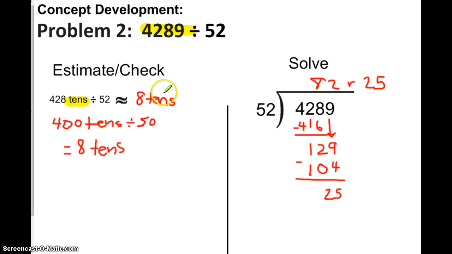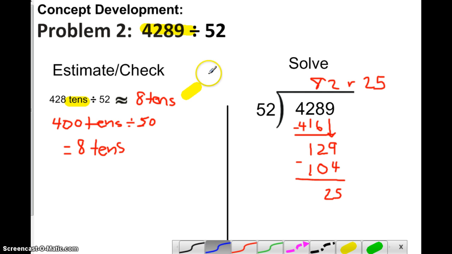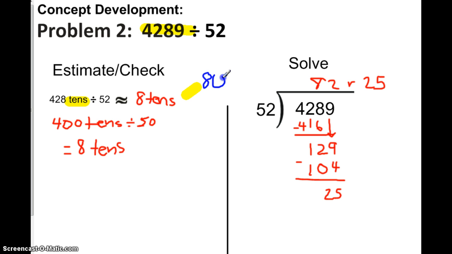Okay? So 8 tens really means what? It means 80, correct? Whoa, sorry guys. 80. So I use that when I did the actual algorithm here. So 8 times 52 is 416, and this goes here because I can't divide 42 by 52. I'm dividing 428 by 52, and that's why I get 416.